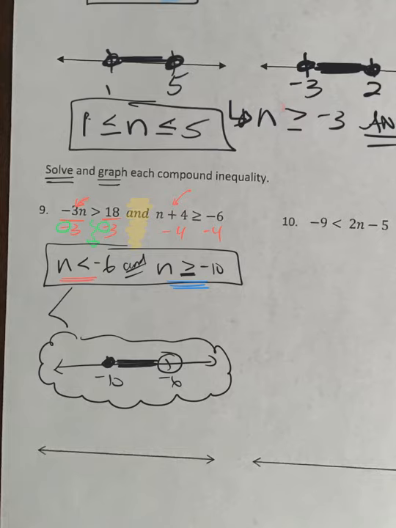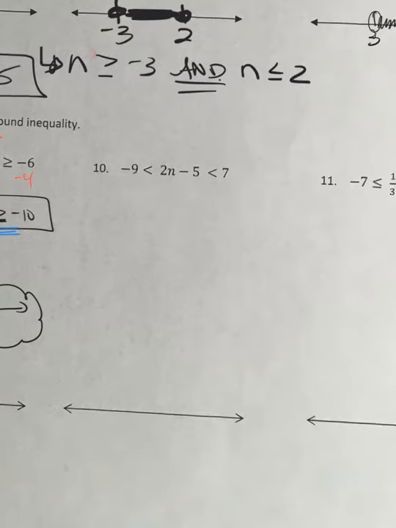So let's look at number 10. Number 10 is written as a between statement. So we could rewrite this as -9 is less than 2n minus 5, and 2n minus 5 is less than 7. So it's basically two sentences joined with an and. You don't see the word and though, because it's just an implied and. So you have that sentence, and you also have this sentence. So there's just two sentences joined.